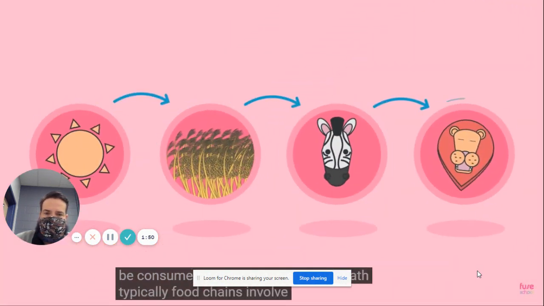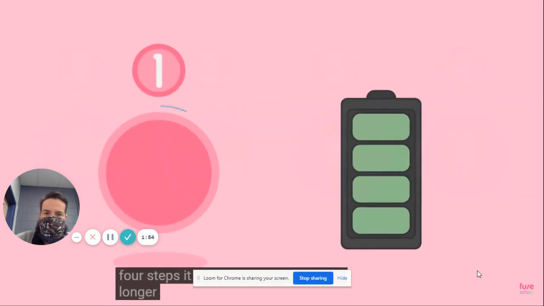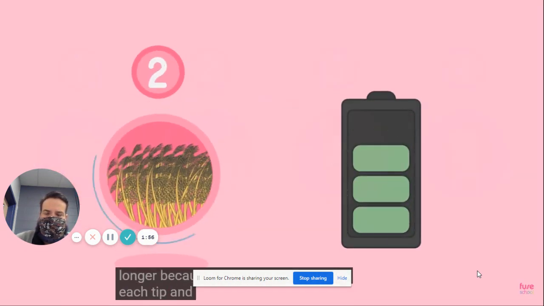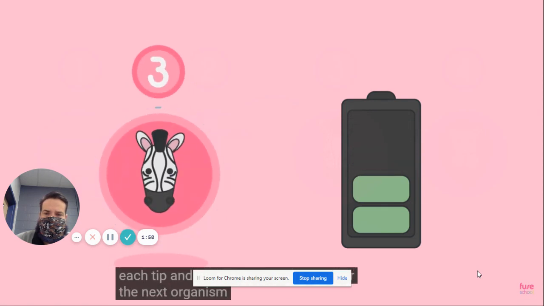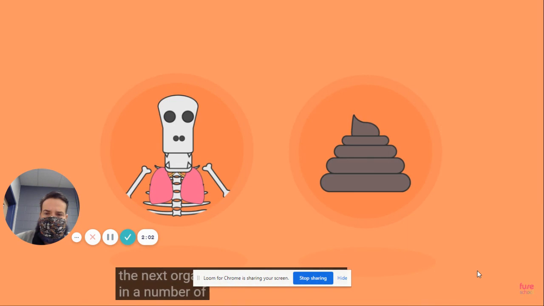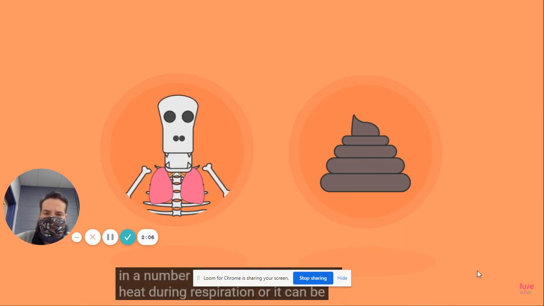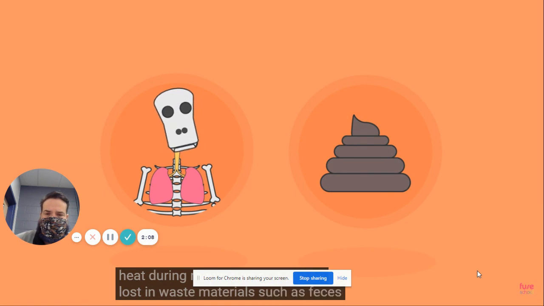Typically, food chains involve around 4 steps. It is unusual for them to be longer because energy is lost between each step, and so the energy available for the next organism decreases. It is lost in a number of ways. It can be lost as heat during respiration, or it can be lost in waste materials such as feces.